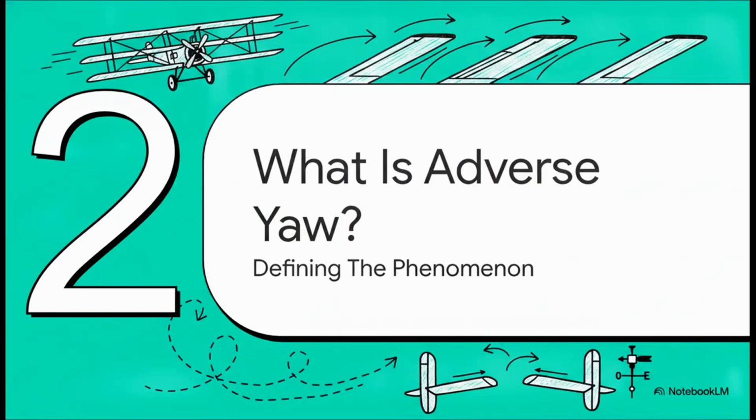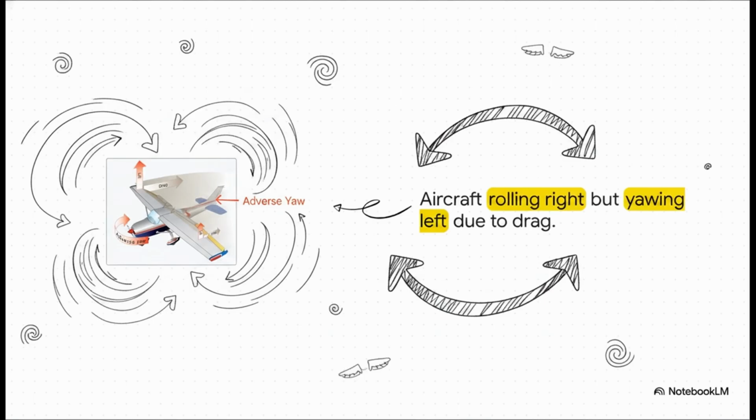Which brings us nicely to Section 2. What is adverse yaw? Let's get a solid definition of this phenomenon. Think about it like this. When you command a roll to the right, your right aileron goes up and your left aileron goes down. You obviously want to turn right, but the airplane initially yaws adversely out to the left. It's essentially a secondary effect of how lift and drag are distributed across the wings during that specific rolling motion.